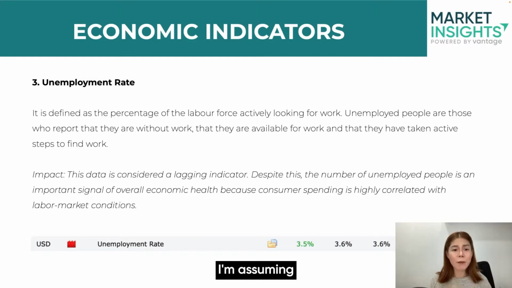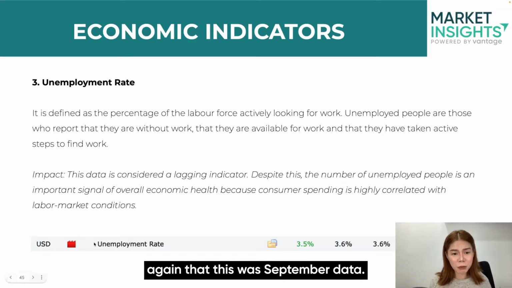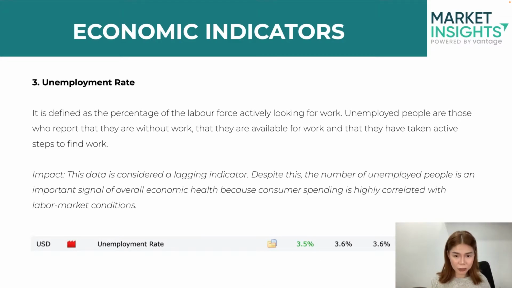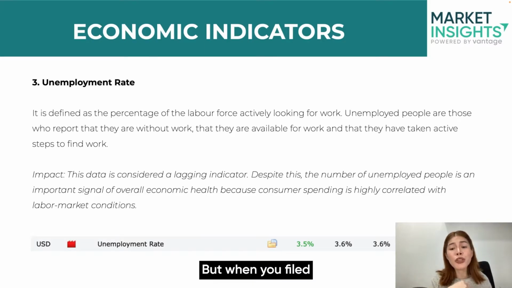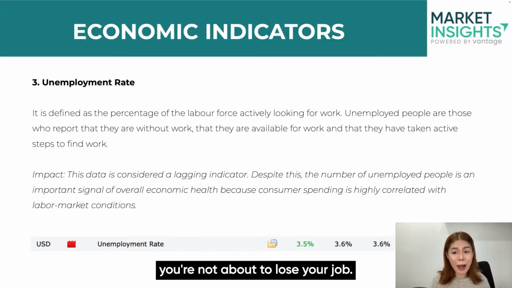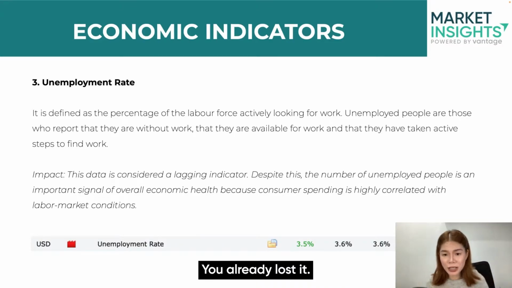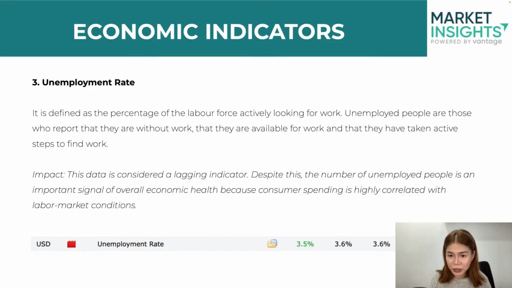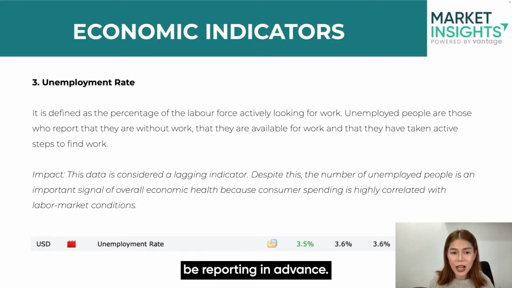Why? I'm assuming again that this was September data. It shows you the unemployment rate for the month of August, right? But when you filed for unemployment, meaning you are already unemployed, you already lost your job. You're not about to lose your job, you already lost it. That's why you're letting the government know that you are unemployed. It cannot be done in advance. You cannot be reporting in advance.